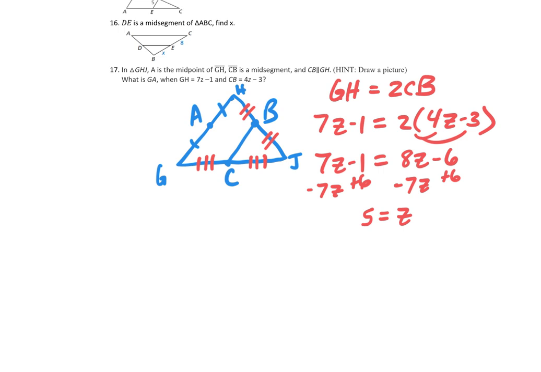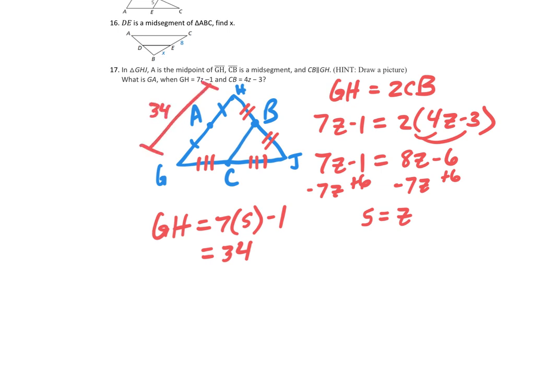And so what I've got to do is take 5 and plug it back in. So the expression that we know is GH. GH is 7z minus 1. So we're going to go 7 times 5 minus 1, which would be 34. So we know this whole length over here is 34, GH. But what does A do to that segment, that side? Splits it in half, right? So 34 divided by 2 would be 17 and 17. So GA would be 17.